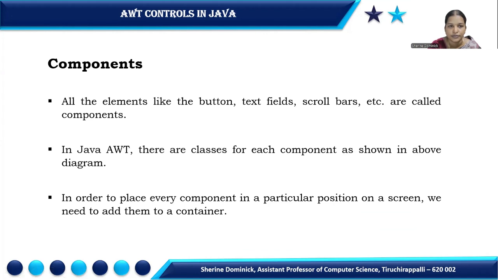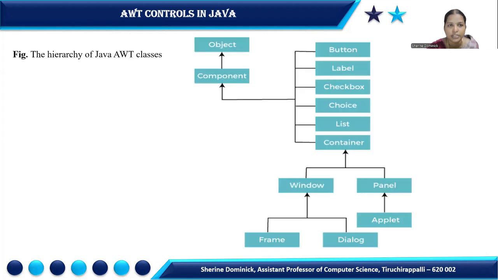The first one that we are going to discuss is components. All the elements like button, text field, scroll bars, etc. are called components. In Java AWT, there are classes for each component as shown in the above diagram. Each element is a separate class. If we have to use the members of these classes, we have to import them inside our program, create an object for the particular element, and then access the particular class.